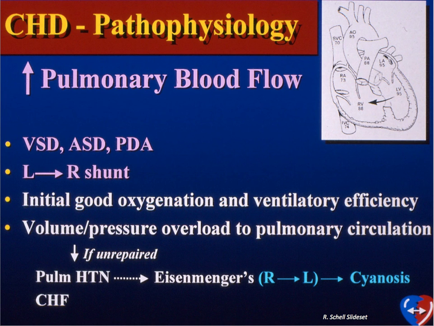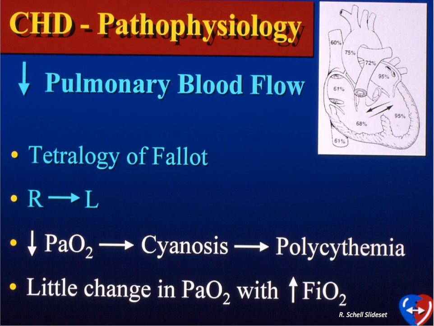And if the pulmonary pressures go up high enough, Eisenmenger's can occur where left to right shunt then becomes a right to left shunt and the patient becomes cyanotic. Congestive heart failure can often occur from all the blood going from that left ventricle, flooding the right ventricle, flooding the pulmonary system. But initially, there's great pulmonary blood flow, in fact, too much pulmonary blood flow, good oxygenation, and ventilatory efficiency.